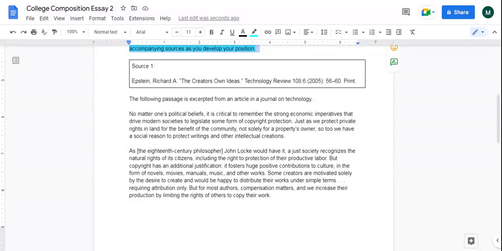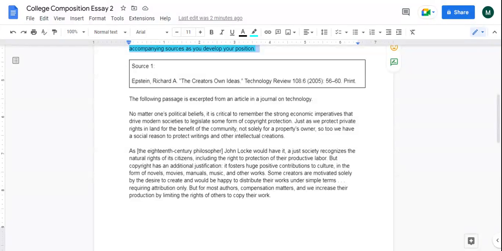As the 18th century philosopher John Locke would have it, a just society recognizes the natural rights of its citizens, including the right to protection of their productive labor. But copyright has an additional justification. It fosters huge positive contributions to culture in the form of novels, movies, manuals, music, and other works. Some creators are motivated solely by the desire to create and would be happy to distribute their works under simple terms, requiring attribution only. But for most authors, compensation matters, and we increase their production by limiting the rights of others to copy their work.